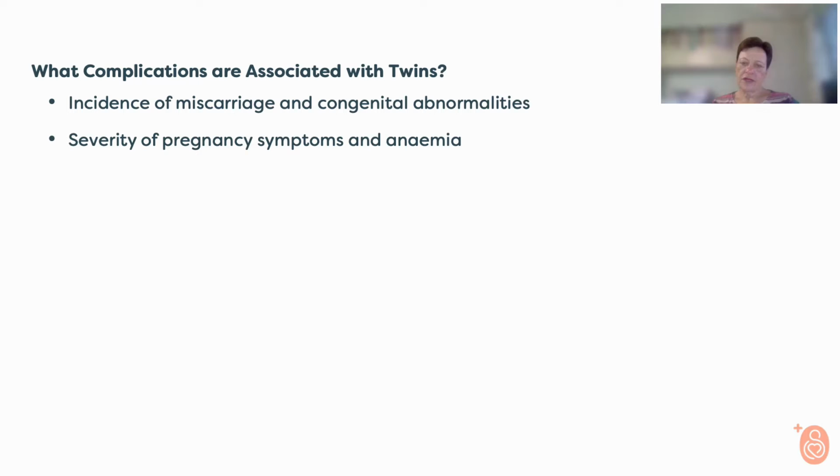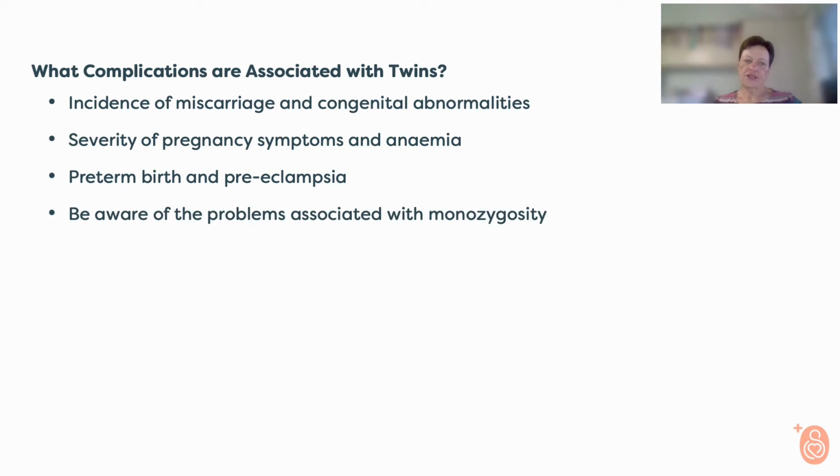All those smaller pregnancy symptoms are more severe in the case of multiple pregnancy. And also, the incidence of anemia is much bigger in the case of multiple pregnancies. Because the uterus has to stretch so much, we get a higher incidence of preterm births and other complications during pregnancy. For example, preeclampsia is also more common in the case of multiple pregnancies.